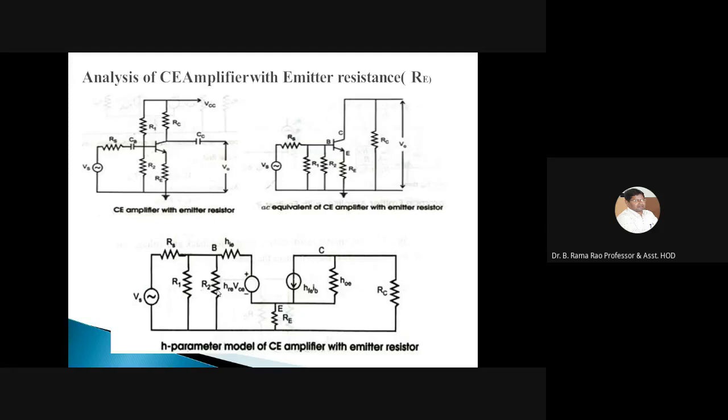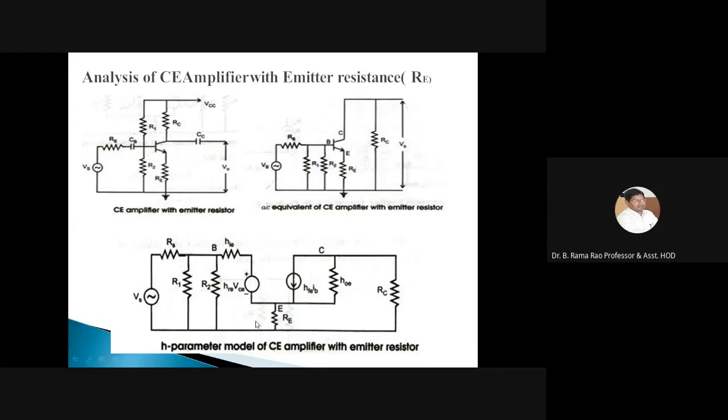And then replace the DC power supply by a short circuit, or simply grounded, and then we have replaced the transistor with the equivalent hybrid parameter model. The remaining things we keep as they are: source resistance and source voltage, the biasing resistances R1 and R2, and the load or collector resistance.